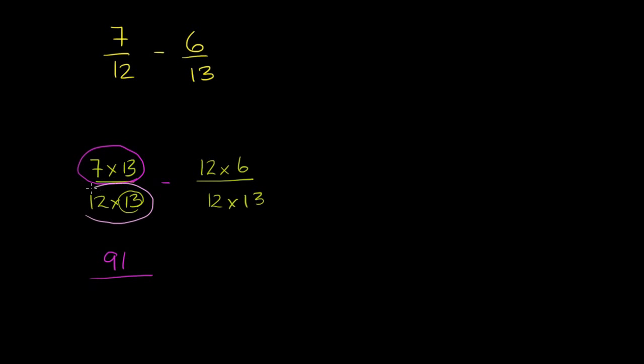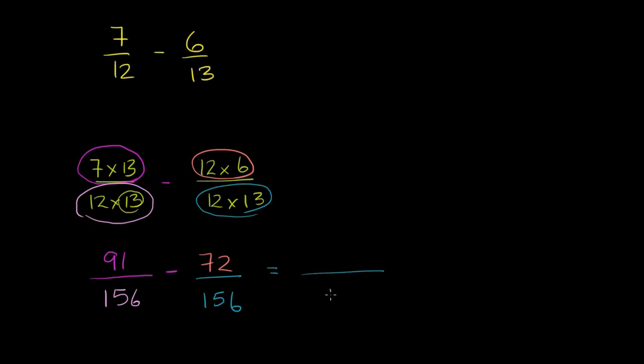12 times 13. 12 times 12 is 144. Add another 12 to that, you're going to get 156. And from that, we are going to subtract 12 times 6, which is 72. And 12 times 13, we already figured out, is 156. And so this is going to be something over 156. It's going to be 91.